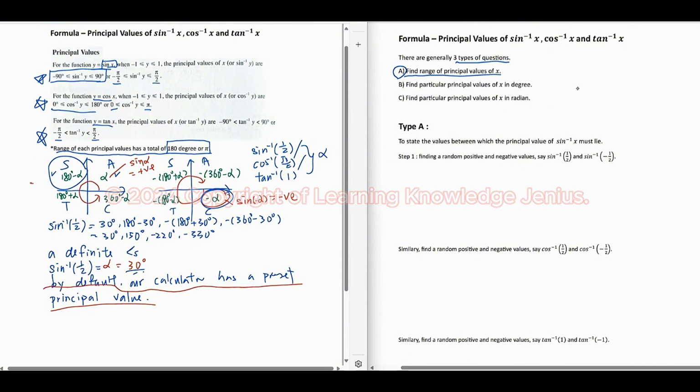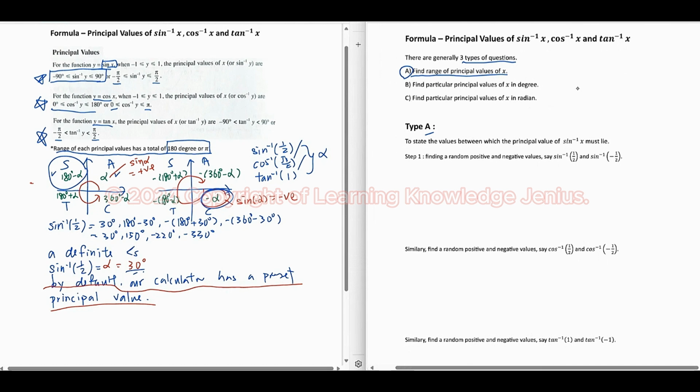For example, in type A here, they ask you to state the value between which the principal value of inverse sine x must lie. So basically, they are asking you to state this range here. But what if we forgot in the exam? You can just find a random positive or negative value, like this one and this one. If you punch in the calculator, for this you will get 30 degree, which is a basic angle. Then for this, you will get negative 30 degree.